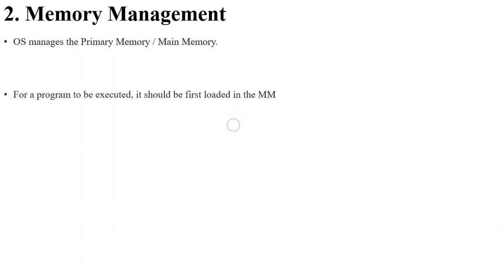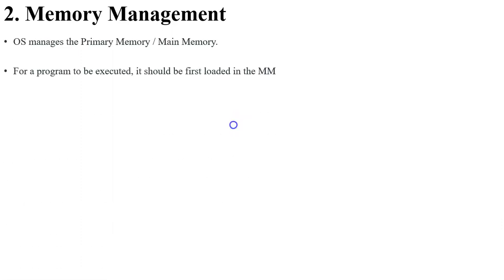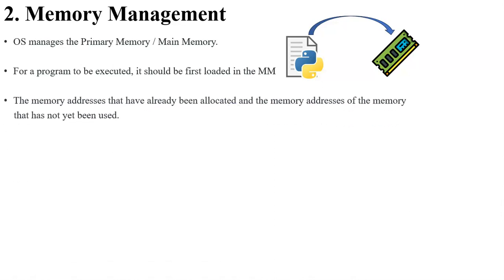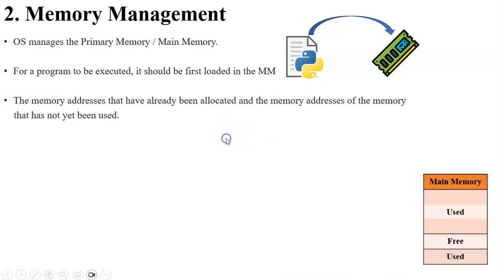The next is memory management. The OS manages the primary memory, that is main memory, which we can also call RAM, random access memory. For a program to be executed, it should first be loaded into the main memory. Only then will it be executed. Unless the program is brought into the main memory, it will not be executed. The memory addresses that have already been allocated and the memory addresses that have not yet been used, the track of this is also kept by the memory management function.